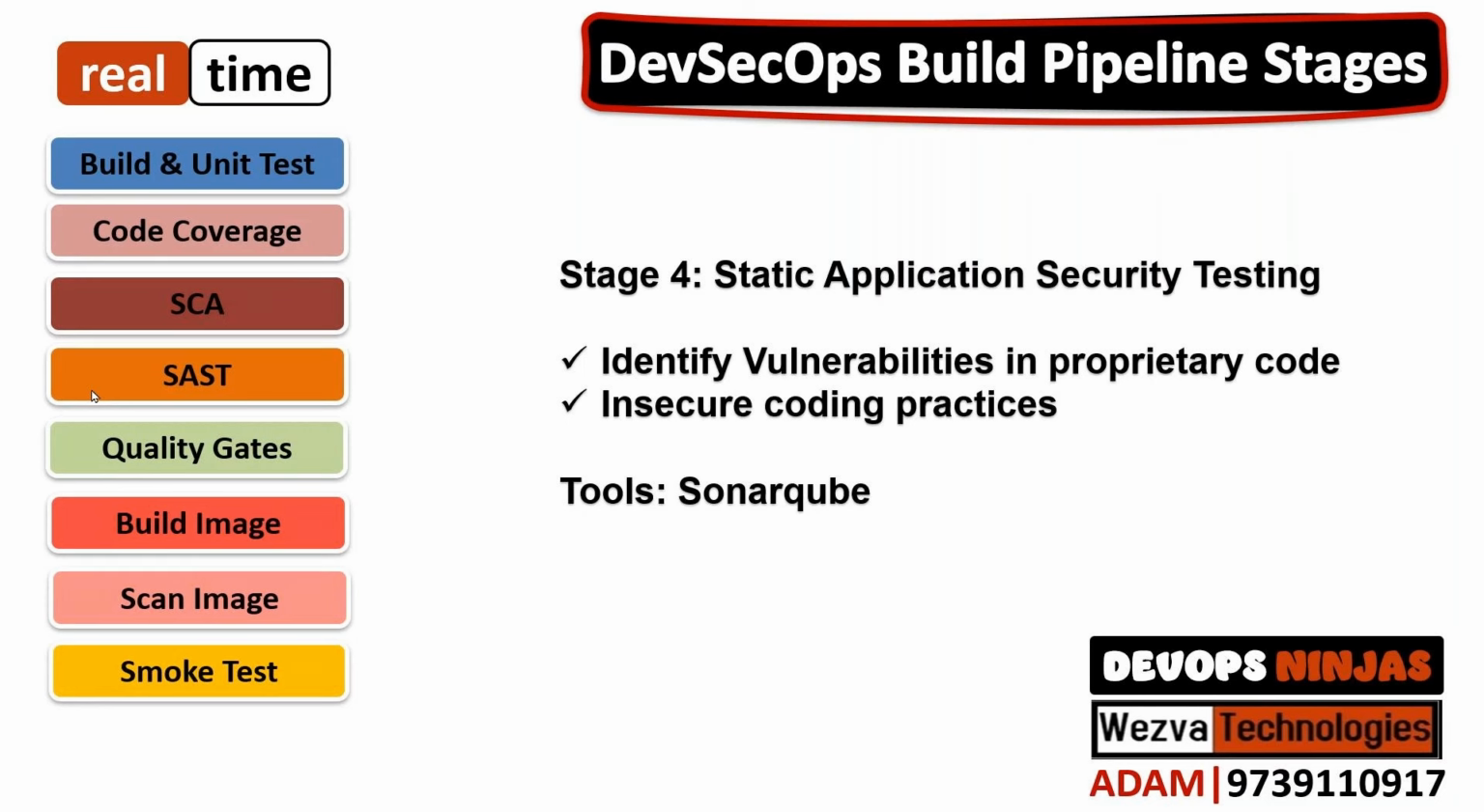Because so far, all we checked is whether our code has been really covered in the test cases and whether our code has an open source vulnerability or third party dependency. But this is where we actually check our actual proprietary code. Is it vulnerable? Is it hackable, or does it have anything like a memory leak? Or another important thing which you will do in the SAST scanning is, have you followed the coding practice?